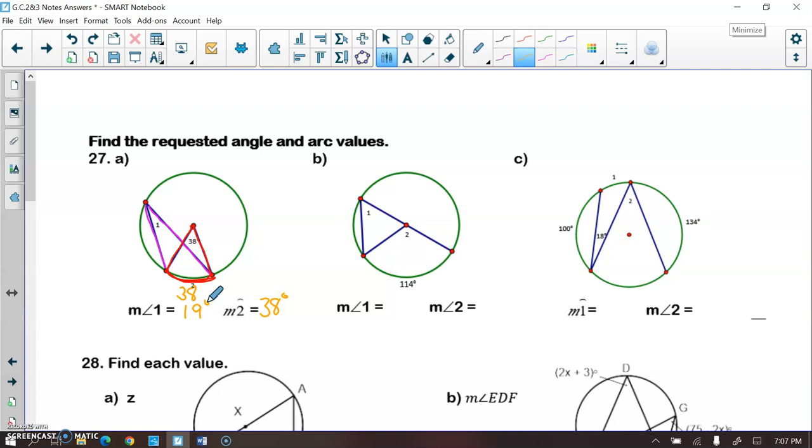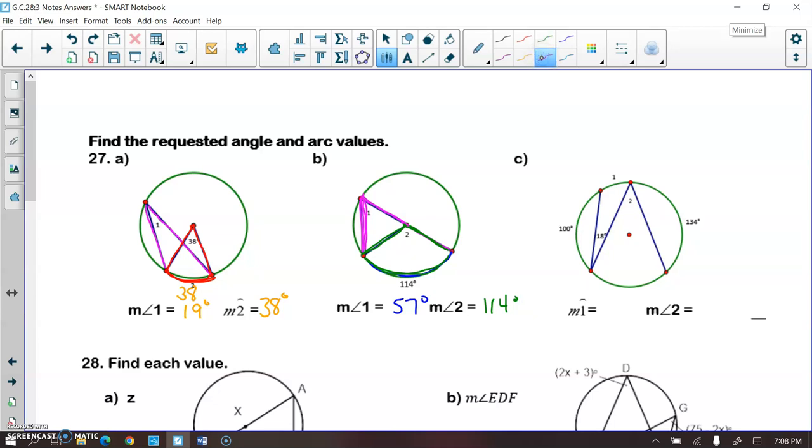Now the next one, the measure of angle 1, that's this angle here, and it helps to highlight these angles to see what we're looking at here. This angle is created by this arc, so the angle is an inscribed angle. Half the measure of 114 gives you 57 degrees. Whereas angle 2 is a central angle that intersects that 114 degree arc, and a central angle is equal to the arc that it intersects. So angle 2 is 114 degrees.